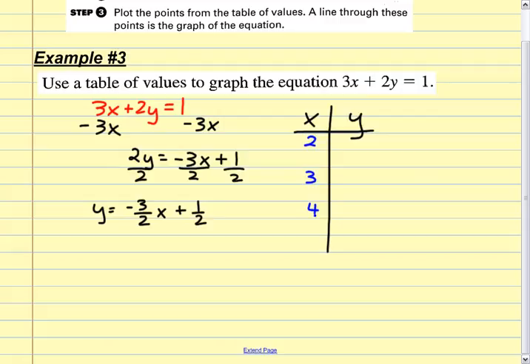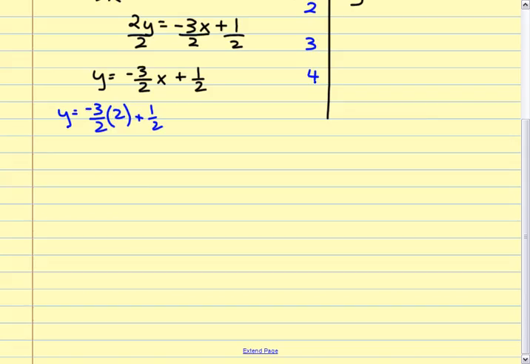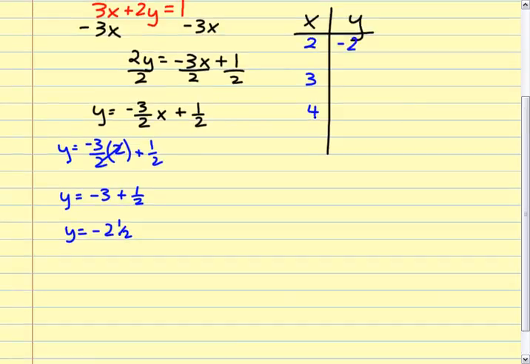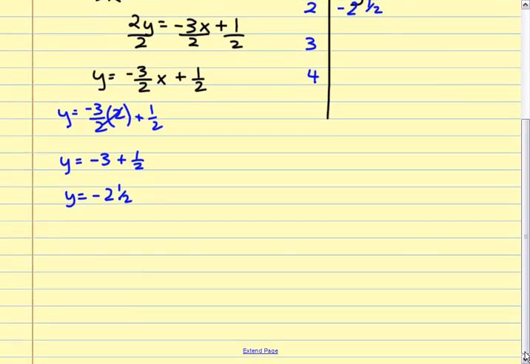Let's see. So y is equal to negative 3 over 2 times 2 plus 1/2. Taylor, go ahead and simplify that for me. What do I get? Y equals negative 3 plus 1/2. The 2's cancel. And what is that? Y equals negative 2.5. Perfect. So if x is equal to 2, then y is equal to negative 2.5. Perfect.